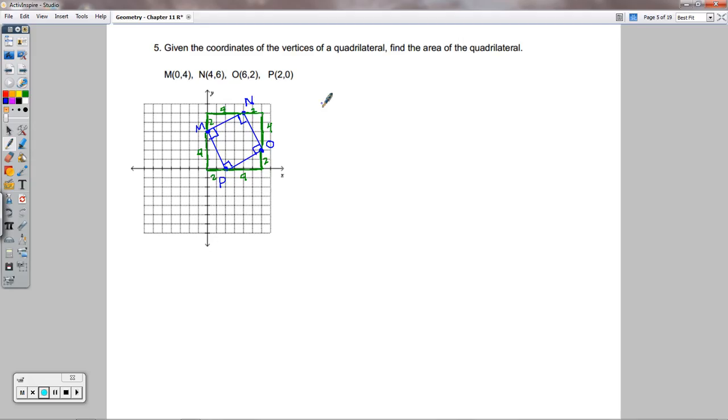So MN squared, the hypotenuse squared, would be 2 squared plus 4 squared. So that's going to be MN squared equals 4 plus 16, so 20. That means MN equals the square root of 20. We're taking the square root of both sides right here.